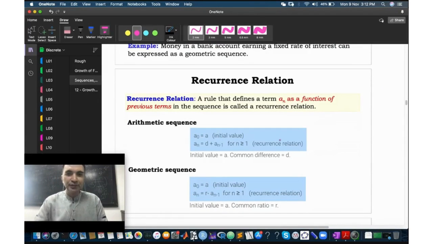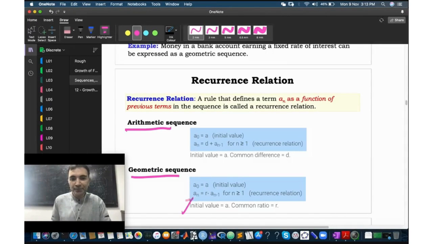Recurrence relation. A rule that defines a term an as a function of previous terms is called a recurrence relation. Okay, so if we can get an by some function of the previous term, तो हम इस तरह के relation को recurrence relation कहते हैं. For example, the arithmetic sequence is a recurrence relation because I can get an from an minus 1 by a rule. Similarly, geometric sequence भी एक recurrence relation है because I can get an by multiplying a constant to the previous term.